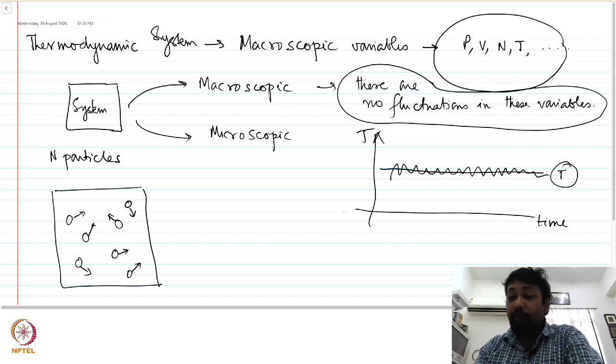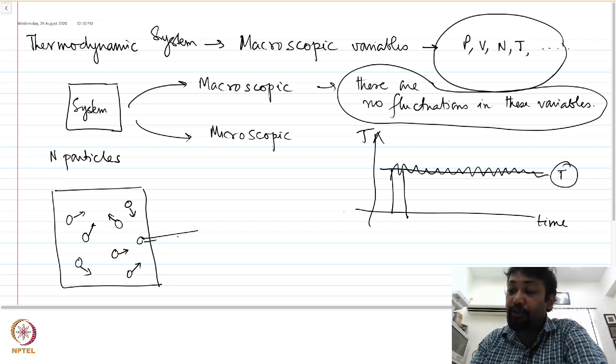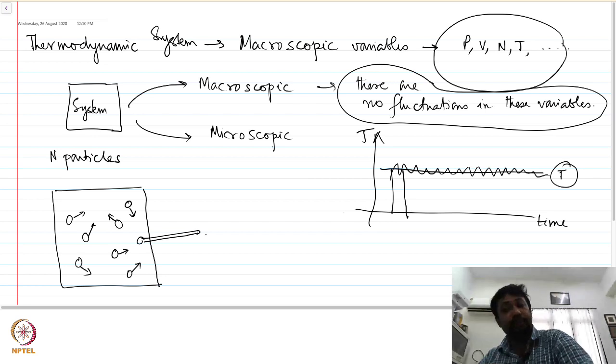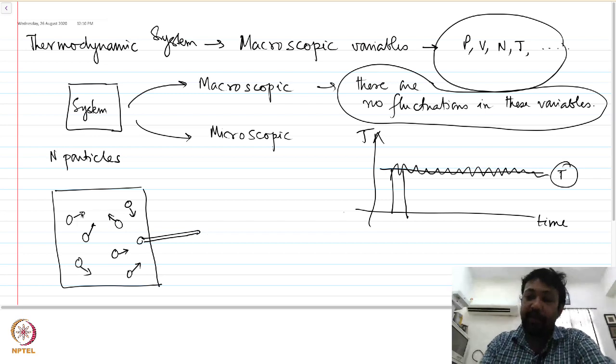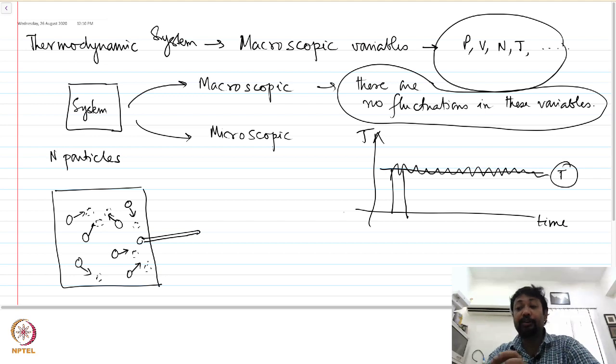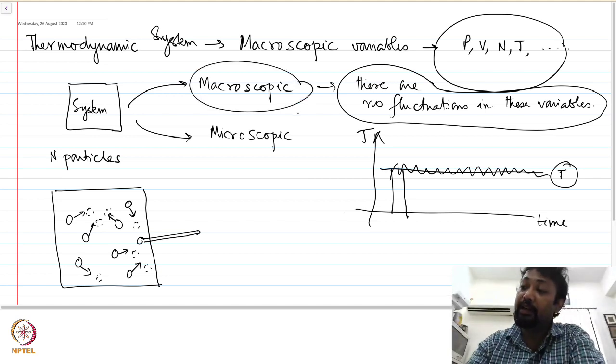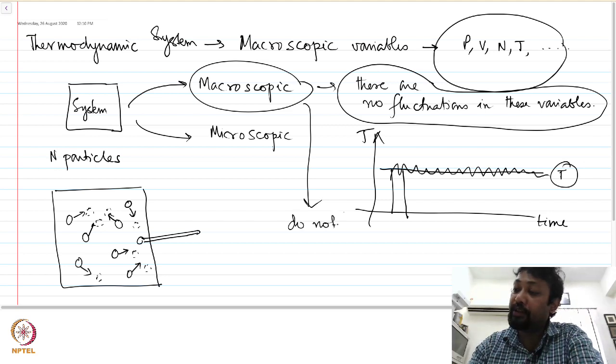What does that mean? If I want to measure temperature at this instant, so if you have a thermometer, let's say I attach a thermometer to this system, then clearly that measurement equipment also has a certain time scale. But within that time scale, I can see that this particle probably has moved to over here, this one has moved over here, this one has moved over here, and so on and so forth. So there is a rearrangement of the particle positions within the time scale of my measurement. But yet, these thermodynamic variables do not change with time. So this is a very, very crucial thing for a macroscopic variable, that they do not change with time.